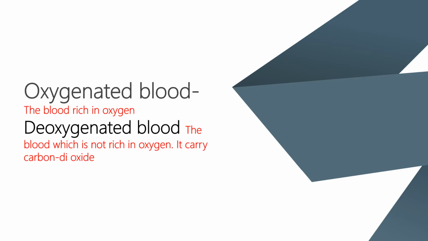First, let us make it clear what is oxygenated blood and what is deoxygenated blood. The blood that is rich in oxygen is called oxygenated blood. After oxidation, the oxygen gets converted into carbon dioxide. So that blood is called deoxygenated blood. We can say deoxygenated blood is the blood which is not rich in oxygen. It usually carries carbon dioxide.